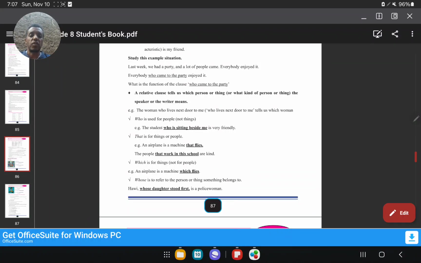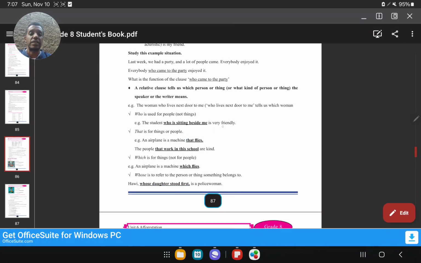Next, that is for things or people. An airplane is a machine that flies. A machine that flies. That flies, this is the relative clause. ብዙ ጊዜ relative clause የሚጀምረው በrelative pronoun ነው ብያቸዋለሁ። This is relative clause. Okay, don't forget, which is for things, not for people. Which ለምርጫ ነው የምንጠቀምበት። For example, which pen is yours? This is choice. But when it comes to relative pronoun, relative clause, it is used for things.